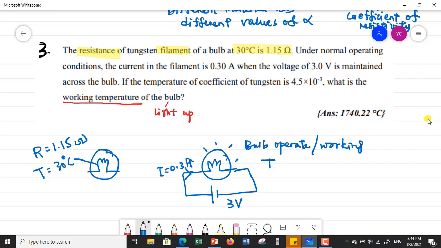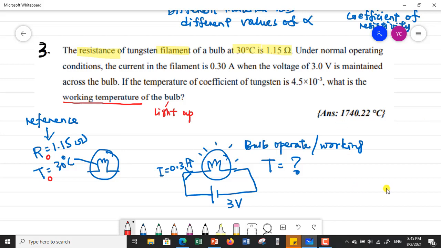So we want to find the working temperature of the light bulb. Kita nak cari berapa temperature dia dekat sini. This one will be our reference temperature, so this will be our naught. The 30 degrees Celsius will be our reference temperature. We want to find the final temperature whereby the light bulb is working.